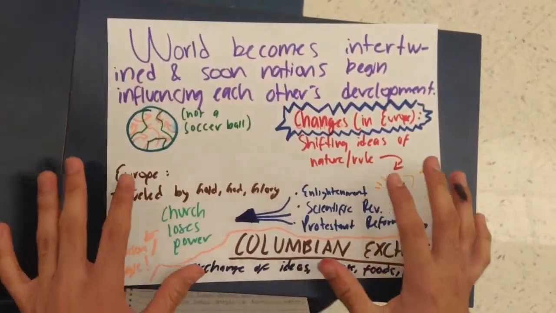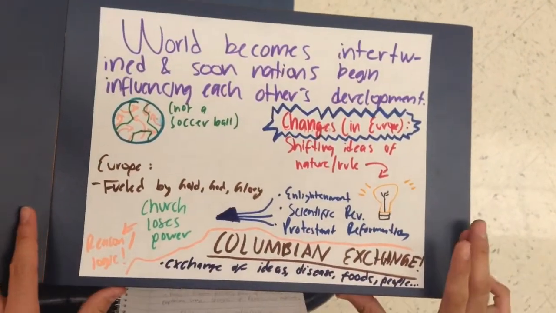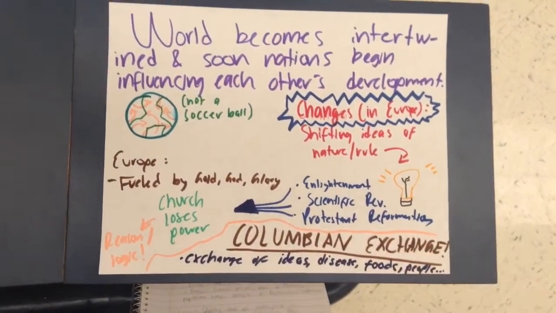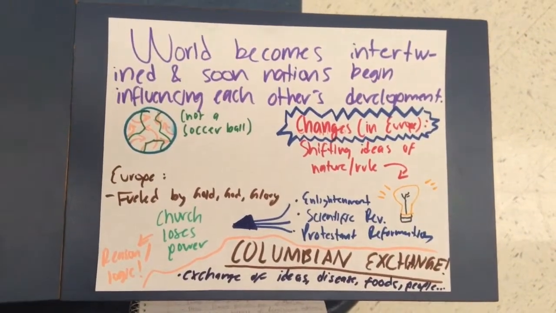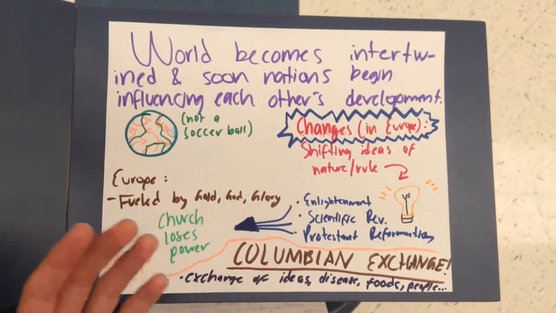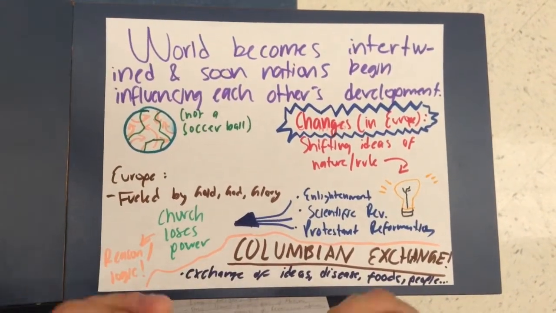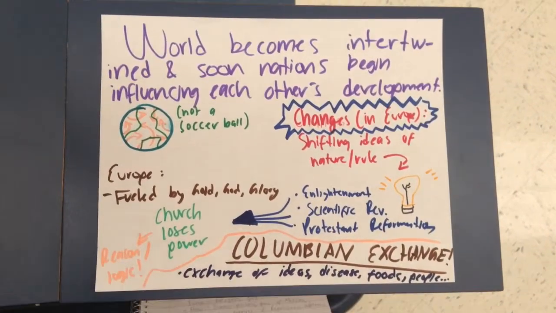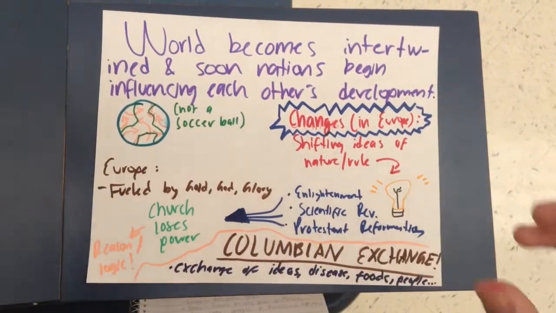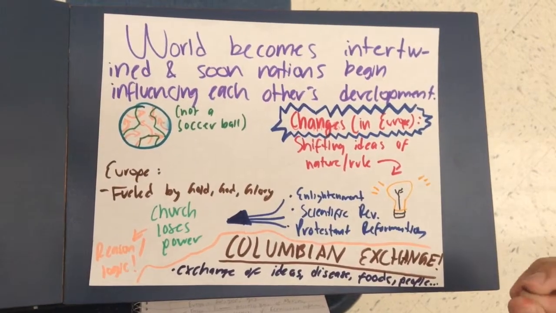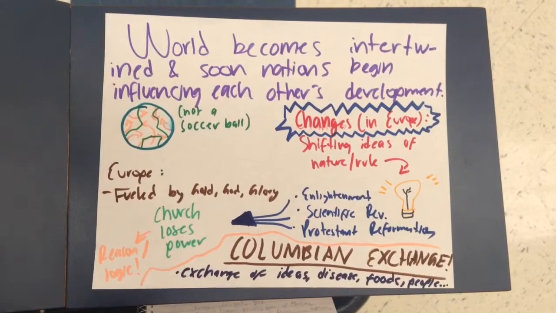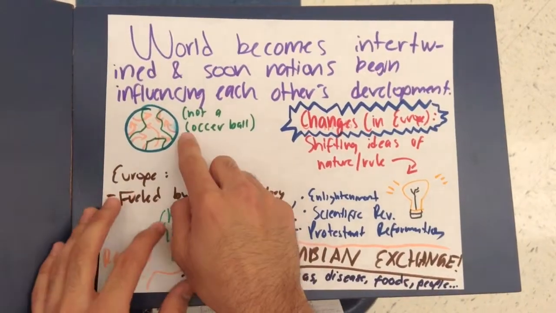Okay, so after 1450 we have a connection of the world, and before 1450 we did not have that connection. All we had was information about separate, individual regions, and there wasn't much of a connection between multiple regions. So now the world becomes intertwined, and soon nations begin influencing each other's development. And that's not a soccer ball, by the way.